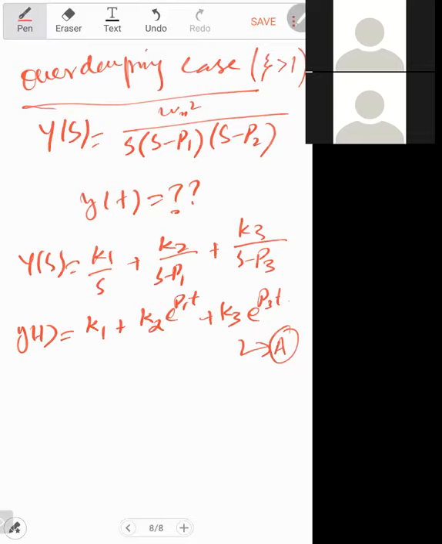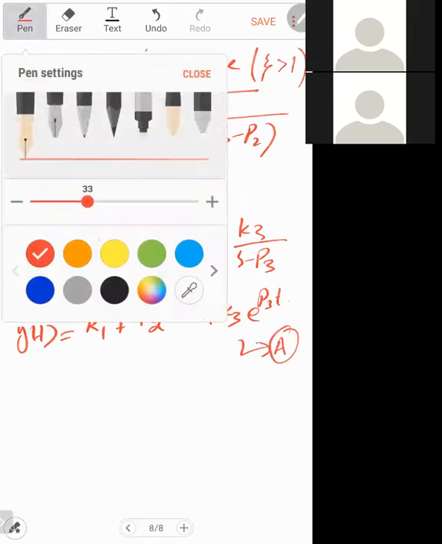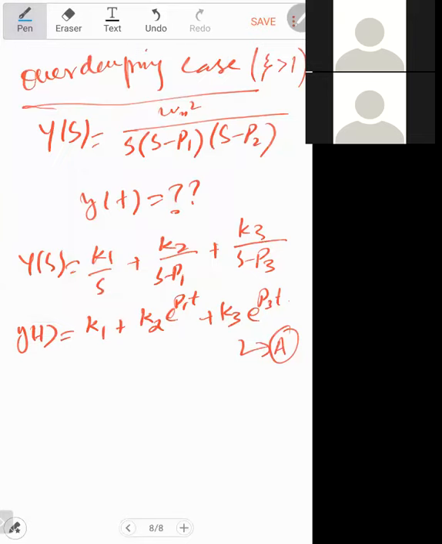So you have to find K1. You can easily find K1 by multiplying all with S, and then letting S equal 0. So K2 will become equal to 0, K3 will also become equal to 0, and you will be left only with K1. So in that case, K1 is equal to y of S multiplied by S, such that S is equal to 0.